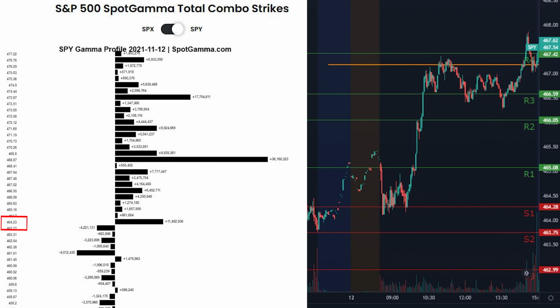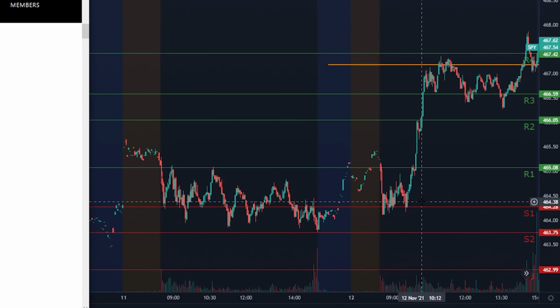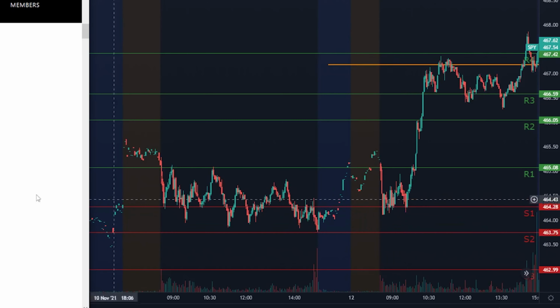There's not much support underneath that, and that's why I said in my analysis that if we were to break S1 to the downside, that it would smoke greatly to the downside. So that's why I was sitting on my hands until the break. I wanted the market to tell me what to do. Are we going to break upwards or are we going to break downwards? And that was one of the main reasons, because if that gamma level broke to the downside, we would have considerable downside, and obviously that did not happen.